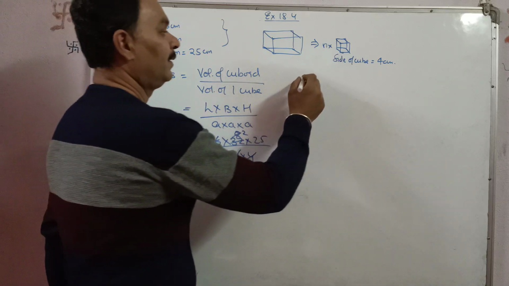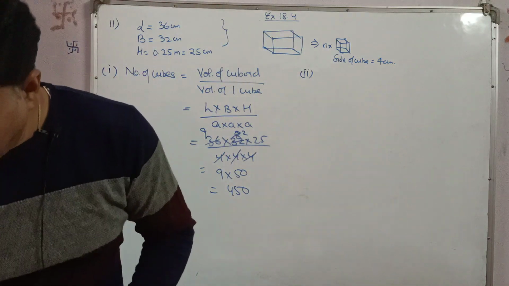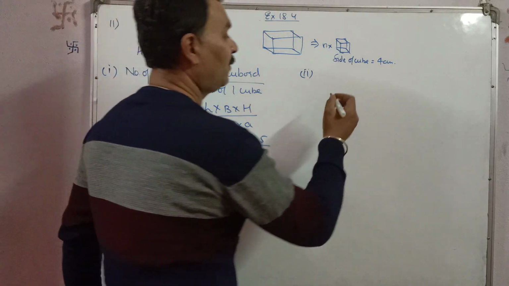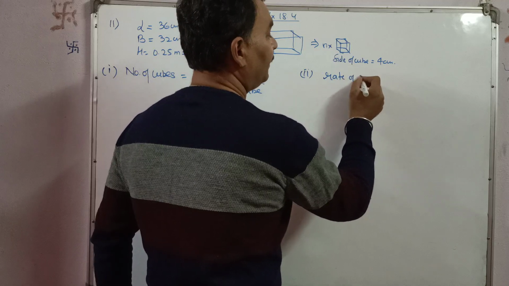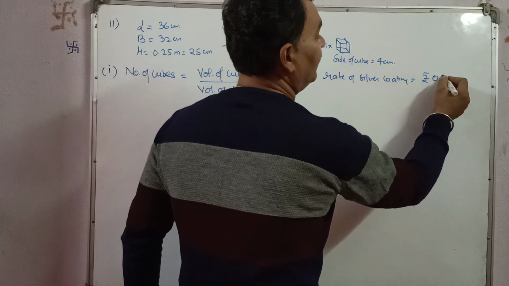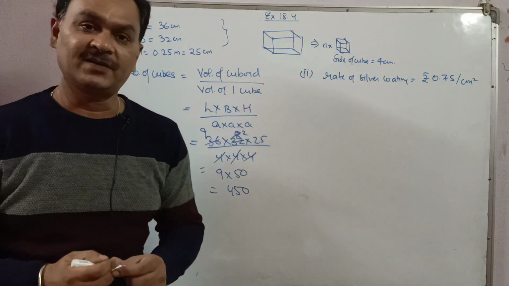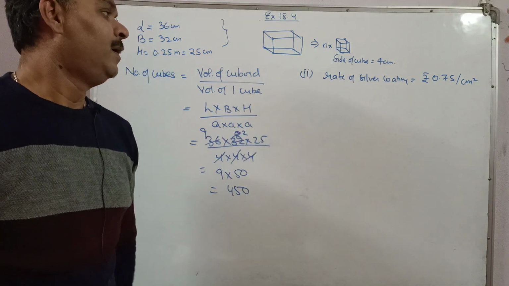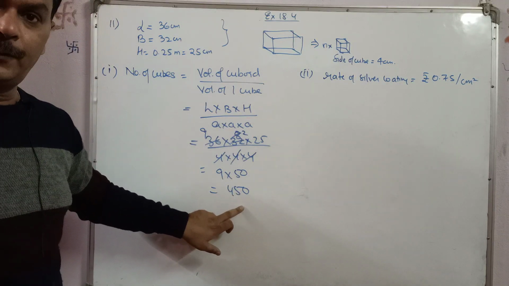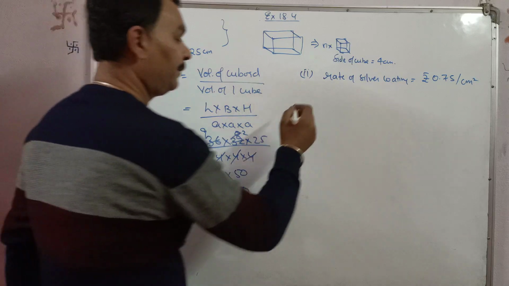Now the second part, they are asking the cost of silver coating on the surfaces of the cubes at a rate of rupees 0.75 per square centimeter. The rate of silver coating is rupees 0.75 per centimeter square. For 1 centimeter square he is charging rupees 0.75. So silver coating is done on the cubes and we have 450 cubes. First we will find out the surface area to be silver coated.